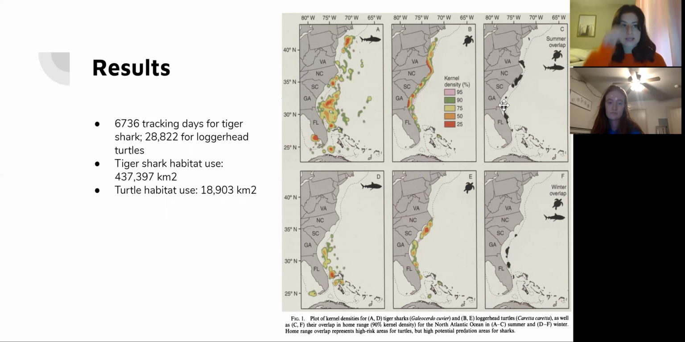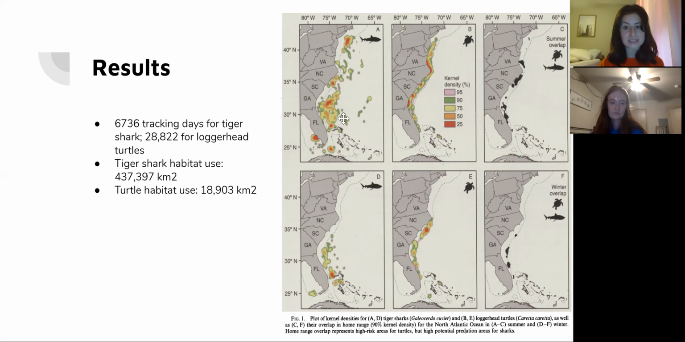So for tiger sharks, they tracked them for 6,736 days, and they tracked the loggerhead turtles for a lot more days. They had them for nearly 30,000. But on the contrary, the tiger sharks used a whole lot more habitat, and they used 437,397 kilometers squared of area.